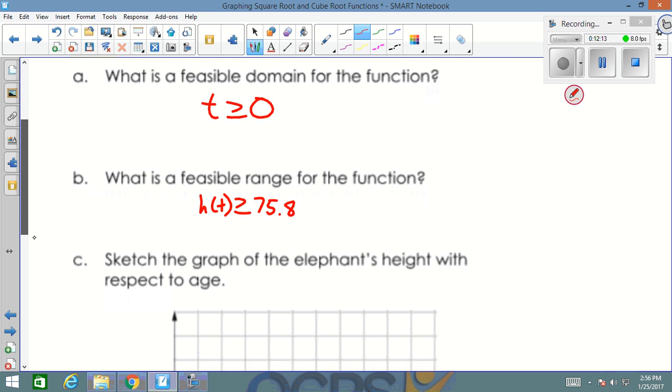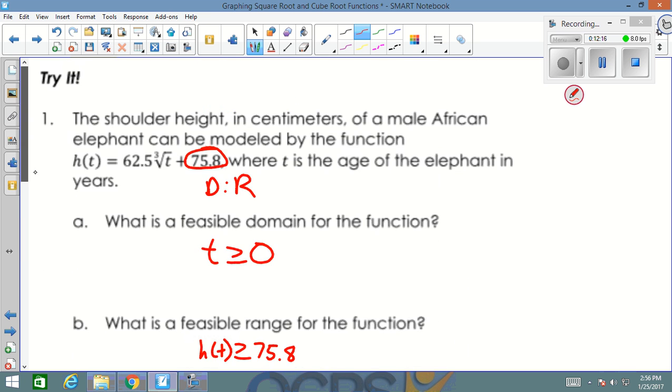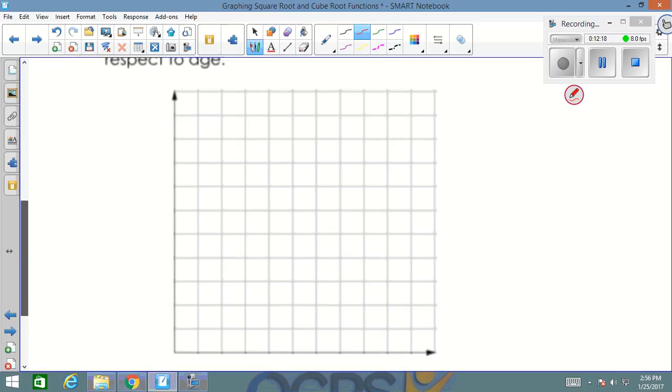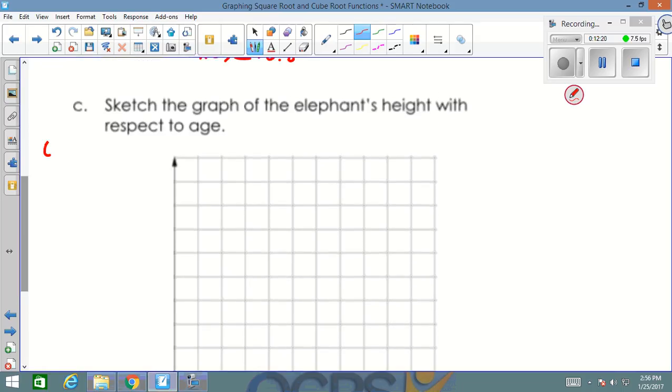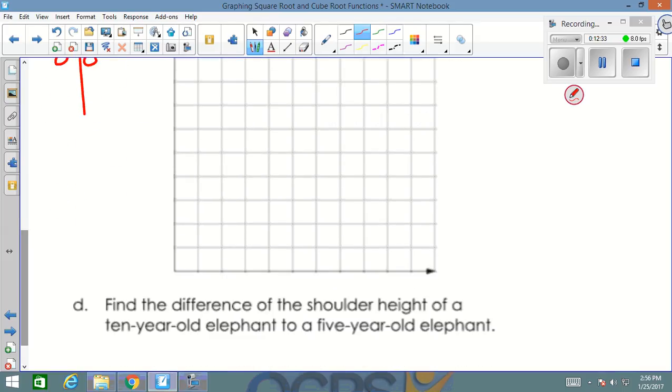Okay? So we're going to sketch a graph. So we know it's 62.5 cube root of t plus 75.8. So let's graph our h of t. Make a table here. We know it's going to start at (0, 0). And we should label the axis. So we're going to go this by 1 because this is the age.